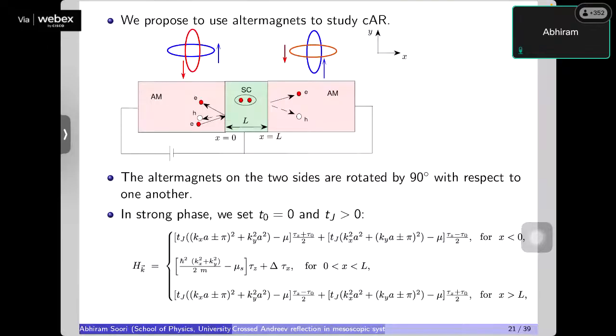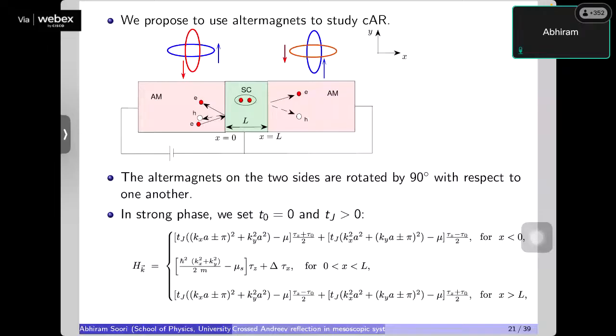That is how to enhance crossed Andreev reflection using altermagnets. You can see this figure. There is a superconductor with a green patch in the middle, and on the two sides we have two altermagnets. These altermagnets are rotated by 90 degrees with respect to one another. You can see that the blue ellipse on the left and the blue ellipse on the right are rotated by 90 degrees.